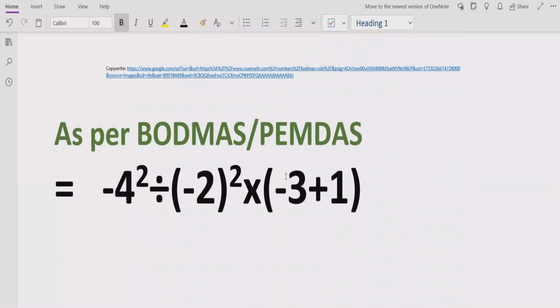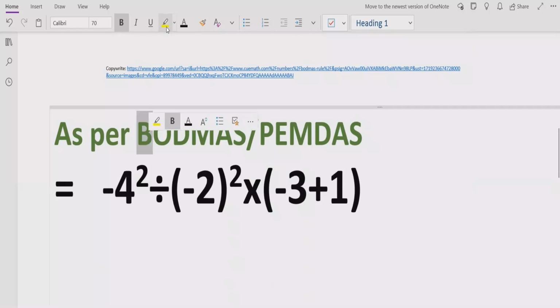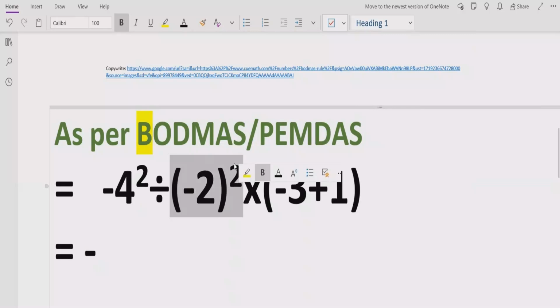Let's talk about how to solve this given expression. According to the BODMAS and PEMDAS rule, first of all, we have to solve the bracket. So here we have two brackets. One is with the -2 which is raised to power 2 and the other one is -3 plus 1. So first of all, we have to solve this bracket which is this one.